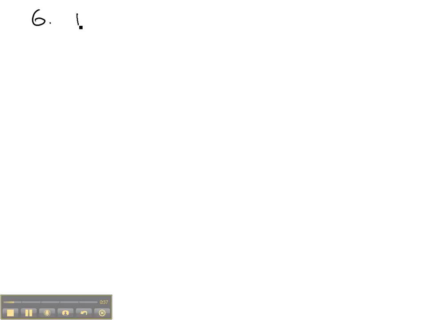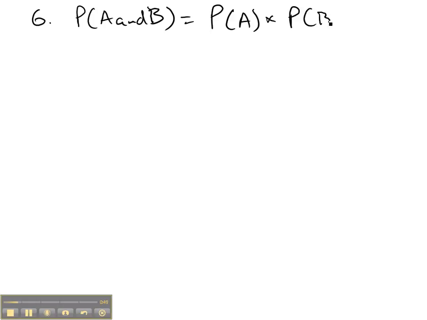roll the number cube. So we learned in class today that the probability of two independent events occurring, probability of A and B occurring, equals the probability of A occurring times the probability of B occurring.